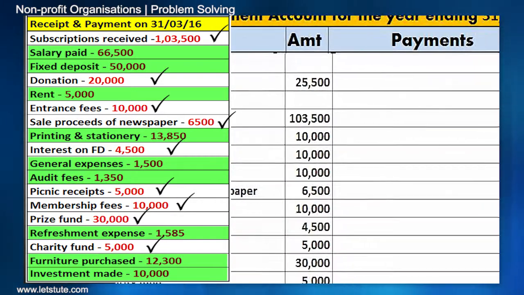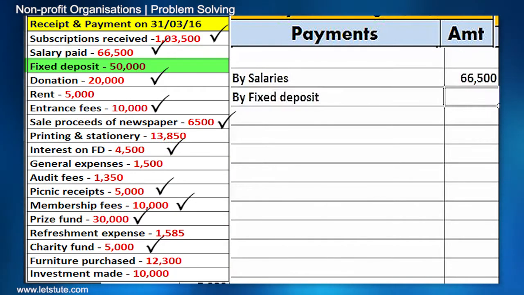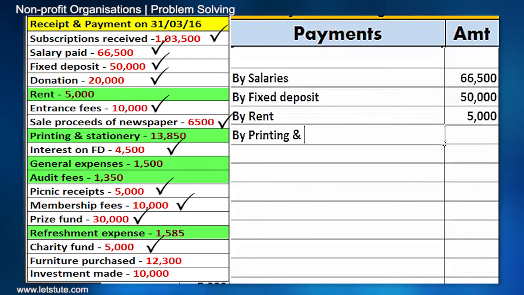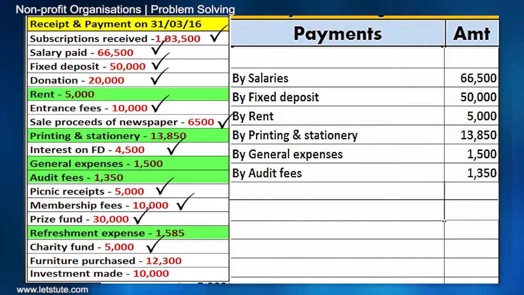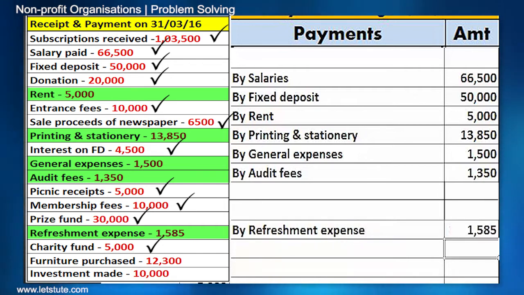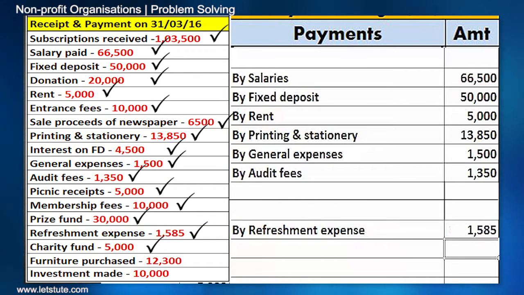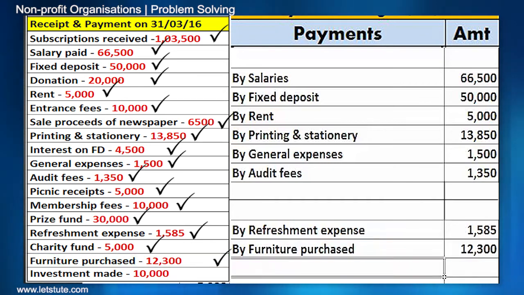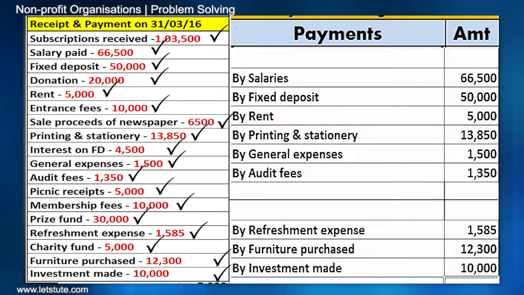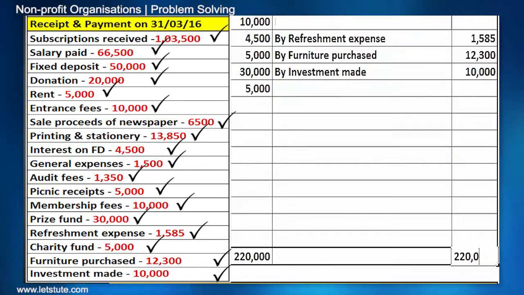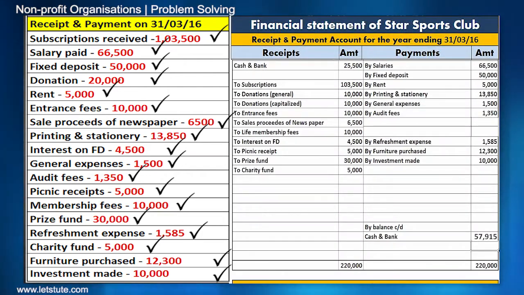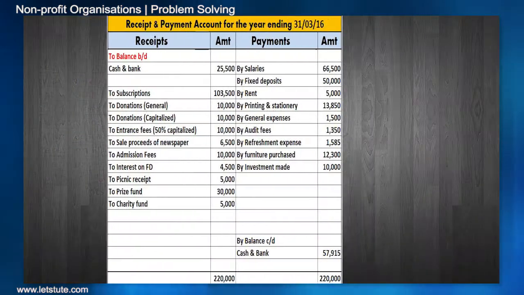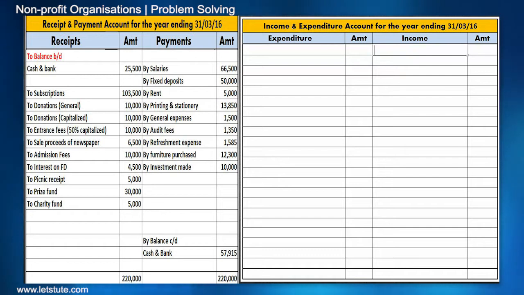Then we have payments: salary, fixed deposit, and other expenses. Then we have furniture purchased, investment made, and finally we got the balance of cash and bank. Now we can proceed to prepare the income and expenditure account with the help of this receipt and payment account.